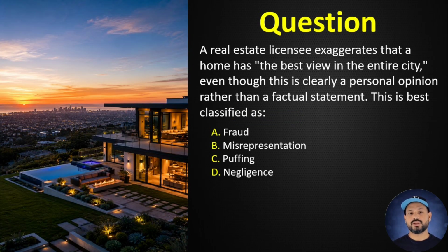$2,223,000. Question number 33. A real estate licensee exaggerates that a home has the best view in the entire city, even though this is clearly a personal opinion rather than a factual statement. This is best classified as A. Fraud, B. Misrepresentation, C. Puffing, D. Negligence. Correct answer C. Puffing. Puffing consists of exaggerated opinions that reasonable buyers are not expected to treat as facts.